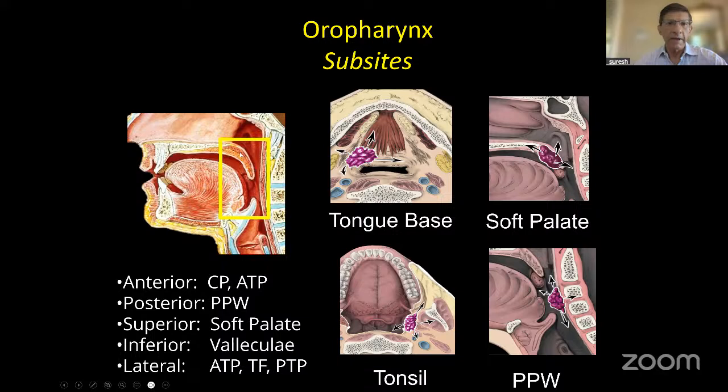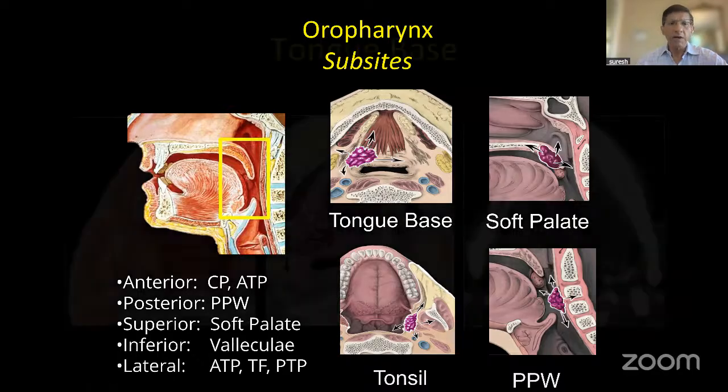And when we look at the anatomy of the oropharynx, the anterior portion is through the circumvallate papilla and the anterior tonsillar pillar. Then we have the posterior pharyngeal wall. The superior aspect is at the soft palate. The inferior aspect is of the vallecula, and then the tonsil forms the lateral pharyngeal wall.